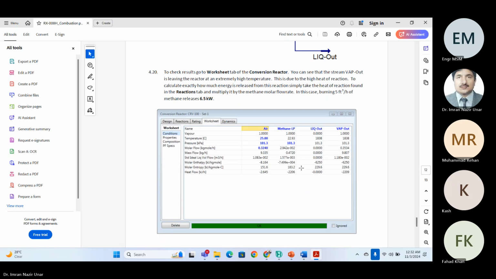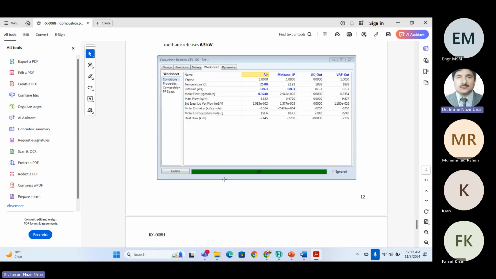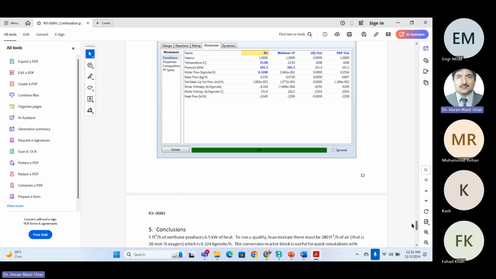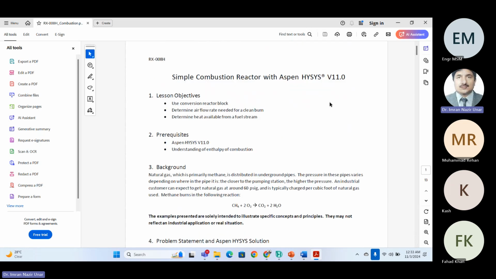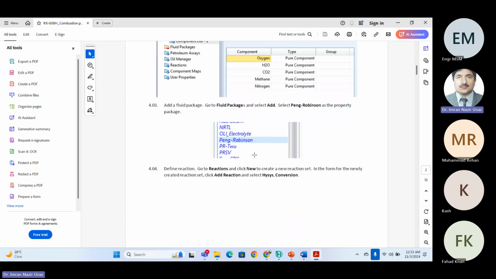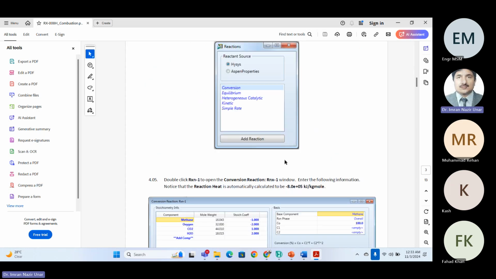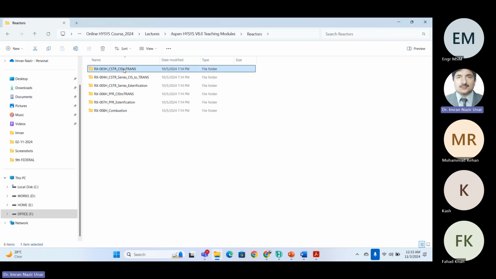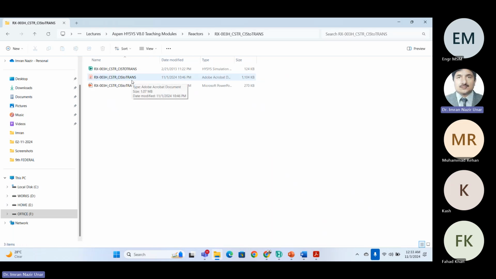So now it says that if 5 cubic meters of methane is combusted with 10% excess air, 6.5 kilowatts of heat is generated in this particular example. So you can try this tutorial. At least you understand the panels of reaction definition and attachment with the fluid package, or you can see other tutorials, which are very much complicated and very informative as well.